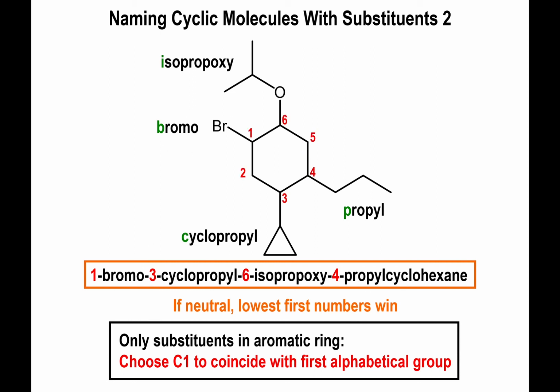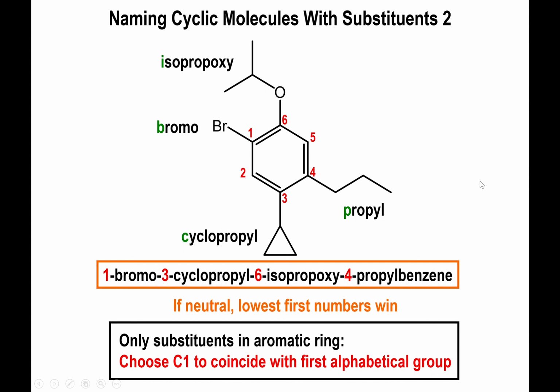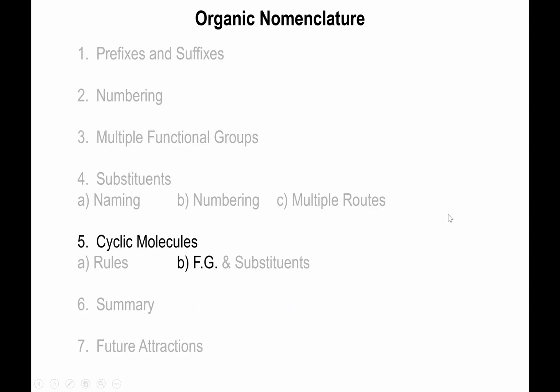All right. Now one more thing I'll do is I'll make a little change. I'm going to put 3 double bonds here, turning this into a benzene ring. So this is no longer cyclohexane. This is going to be benzene, and the whole system goes the same way. This is still 1 bromo, 3 cyclopropyl, 6 isopropoxy, 4 propyl, but instead of being cyclohexane, this is now benzene. And so this is how you will name your typical aromatic molecules.